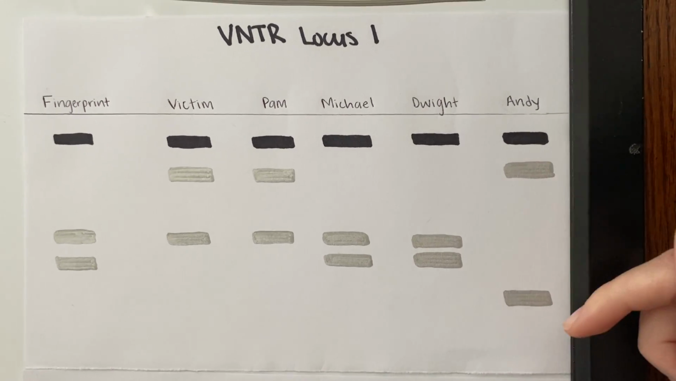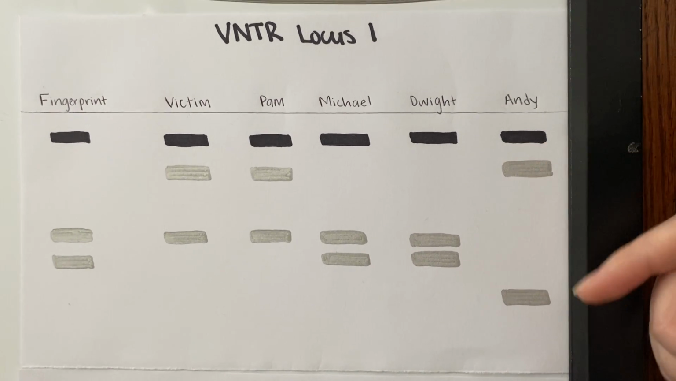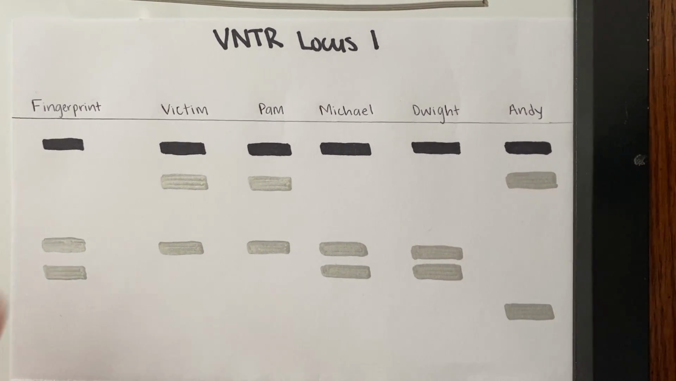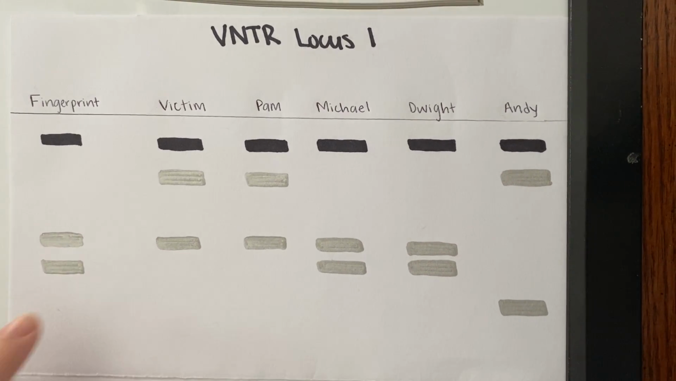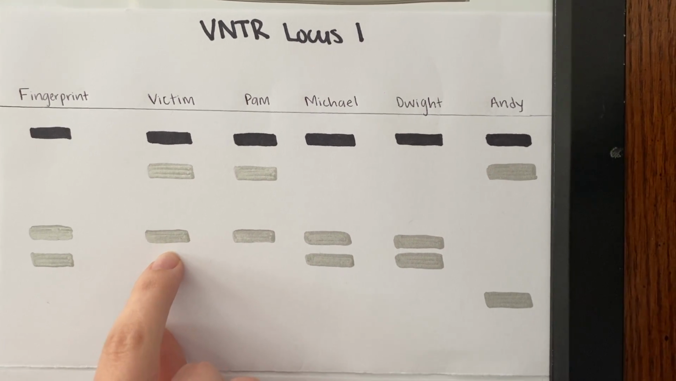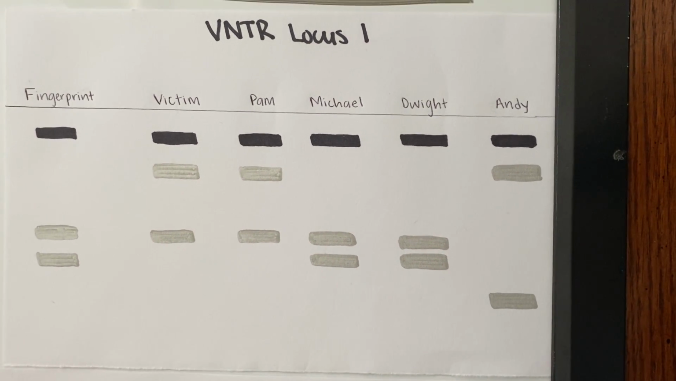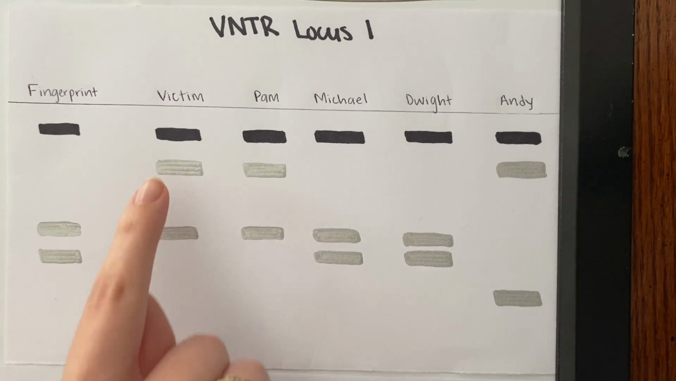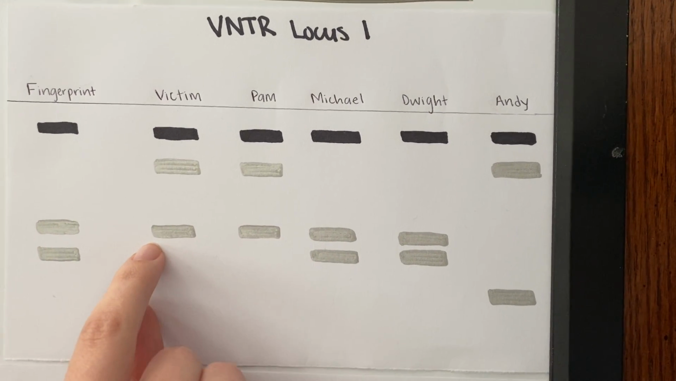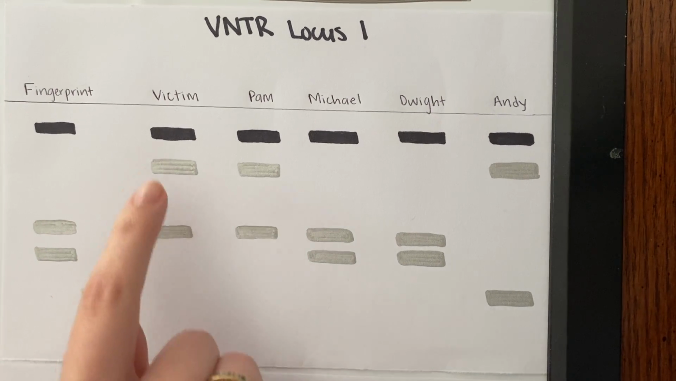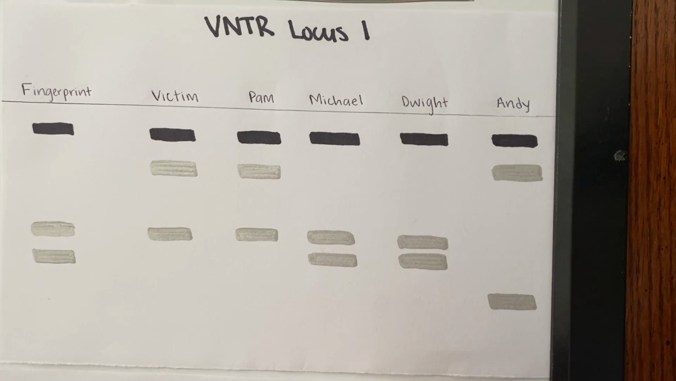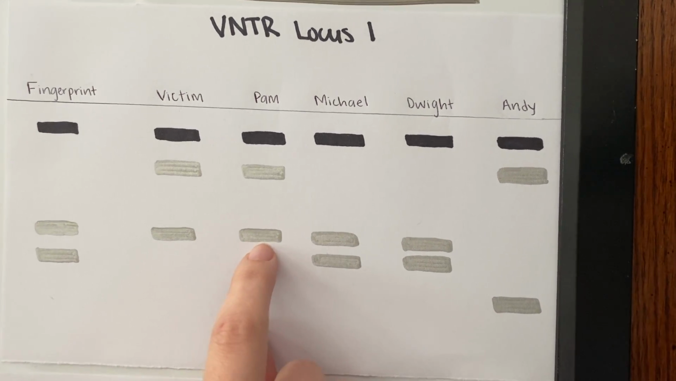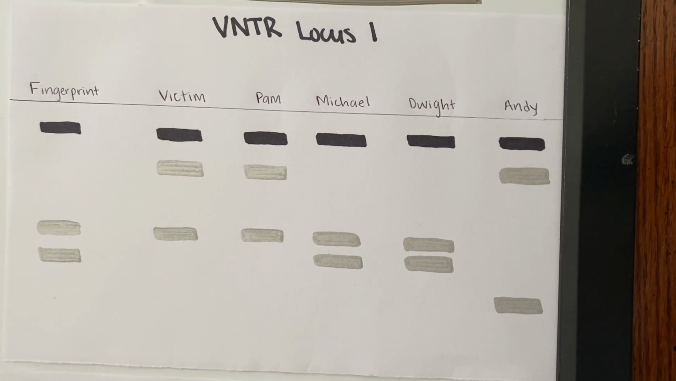We can rule out Andy in the first locus because he has very distinct and separated alleles that do not match the fingerprint. Our victim's DNA was compared to make sure that it was not her fingerprint on the scene, and we can see that it is not a match either because it is very distinct and above the actual alleles found in the crime scene, as is with Pam, who has a very distinct allele as well.